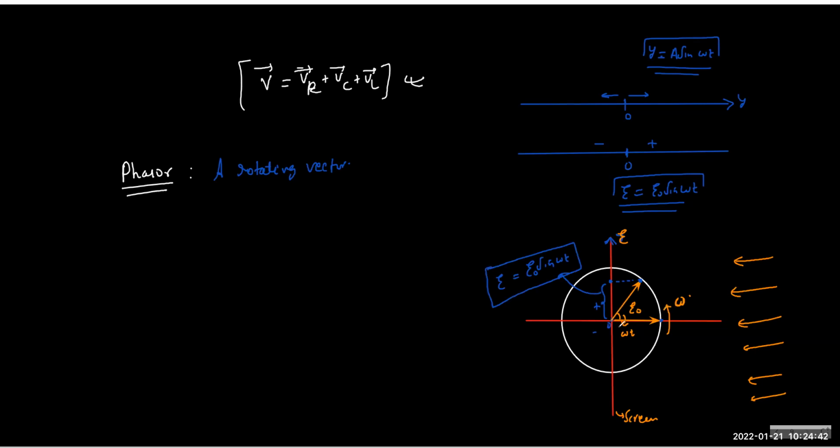So there is a one-to-one relation, and because of this rotating vector idea, which we call phasor in physics, every sinusoid we can equivalently represent as a rotating vector. Okay. So if we have multiple sinusoids, then we have to add these vectors actually. Understood?